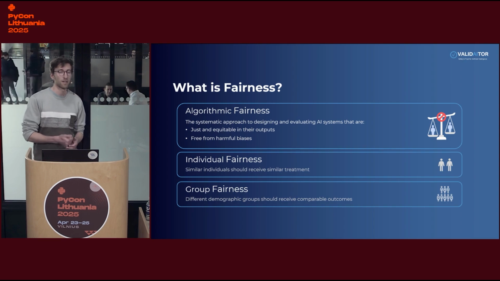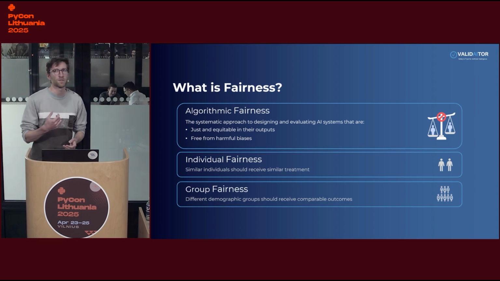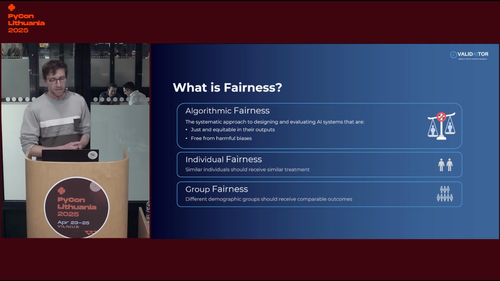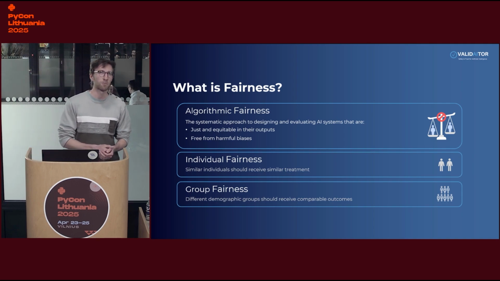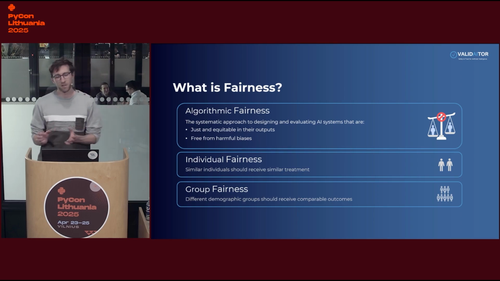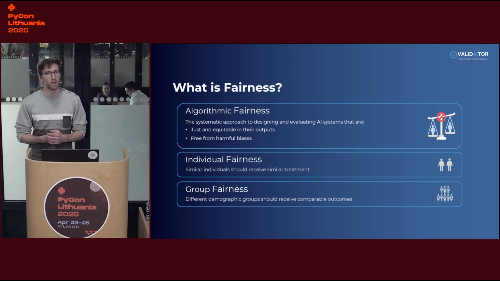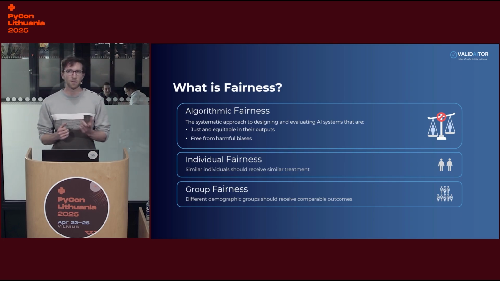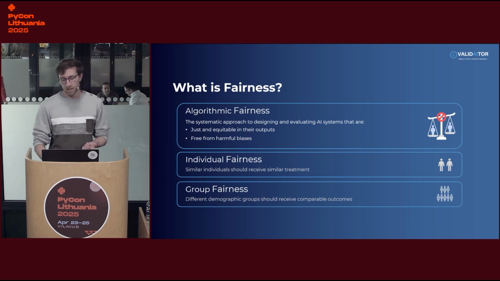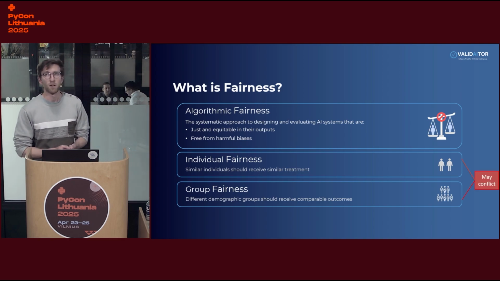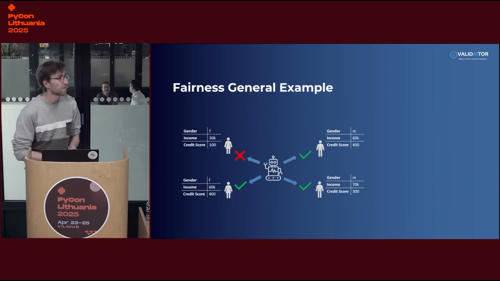There's one called individual fairness, where you make sure that users with similar attributes get similar treatment. And there's group fairness, where you compare the different demographic groups and make sure that they get comparable outcomes. And these groups can be aligned, but they can also be in conflict. And I can demonstrate this with a short example.